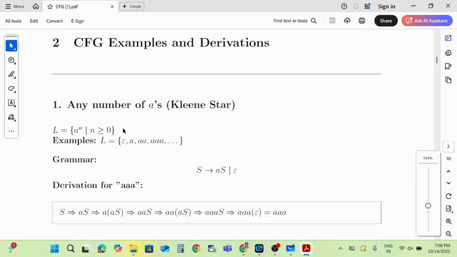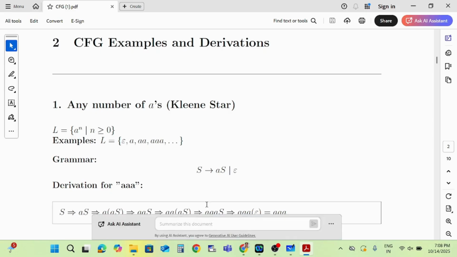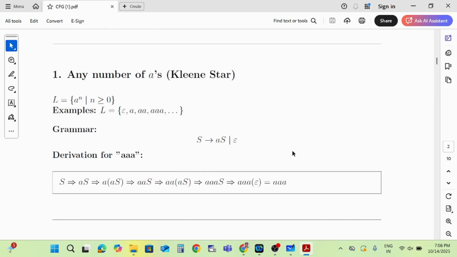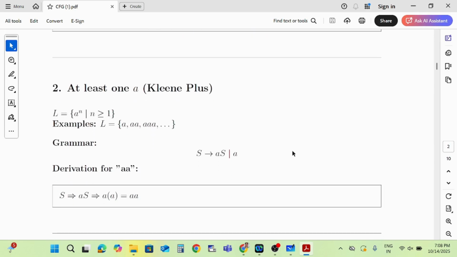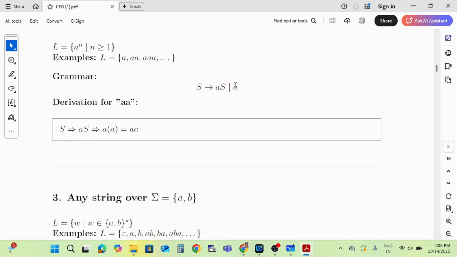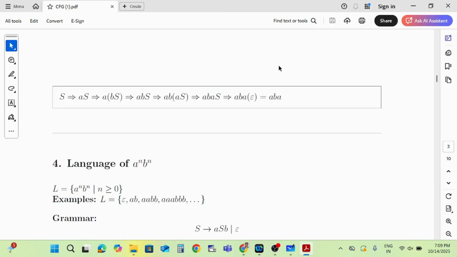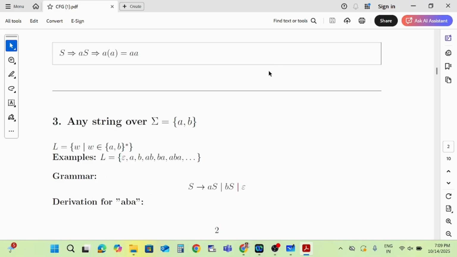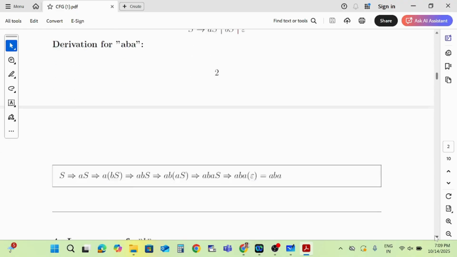So if you have to write a grammar for a power n, it is S tends to aS. This is going to derive any number of a's. Similarly, we have also seen Kleene plus, that is n greater than or equal to 1, meaning at least one a should be there. So it is S tends to aS, and only one a will be terminated. For any string over sigma equal to {a, b}, it is aS, bS or epsilon, because it is (a,b) the whole star: any number of a's, any number of b's. S tends to aS or bS or epsilon. So this is how you should be able to write it.